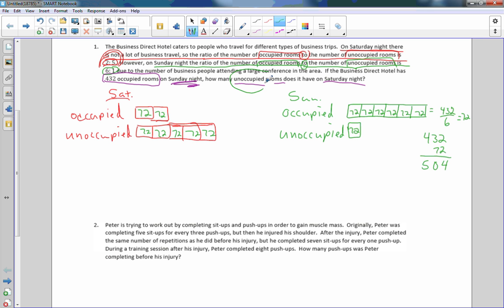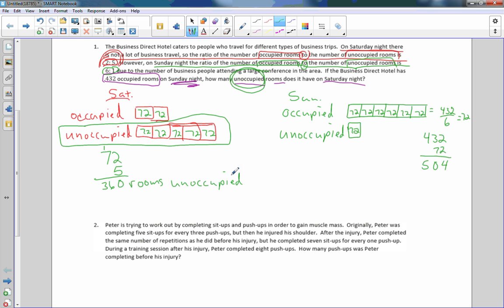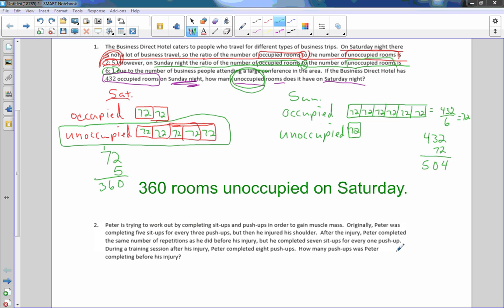The question is asking for unoccupied. So the key to this whole problem, what they want to know is how many rooms were not occupied on Saturday. So my answer is going to be 72 times that group of 5 rooms, or blocks of 5. And 5 times 2 is 10, 7 times 5 is 35, plus 1 is 36. So there are 360 rooms unoccupied on Saturday. Okay, so there we go. The tape diagram really does make this calculation easy.